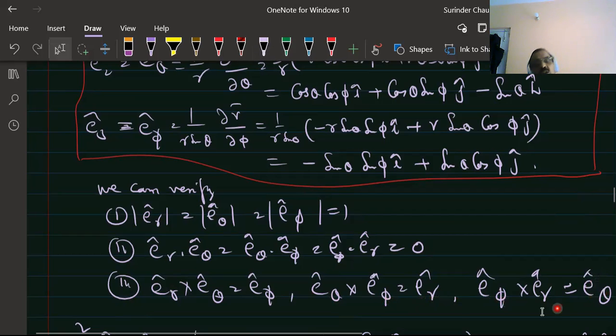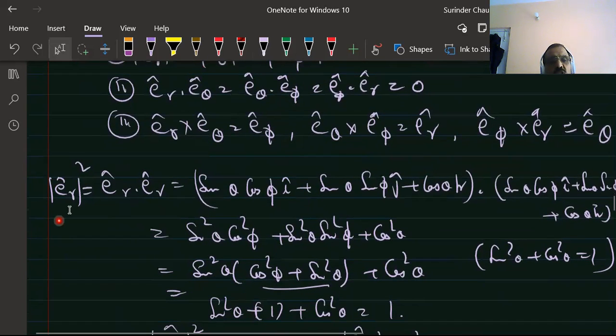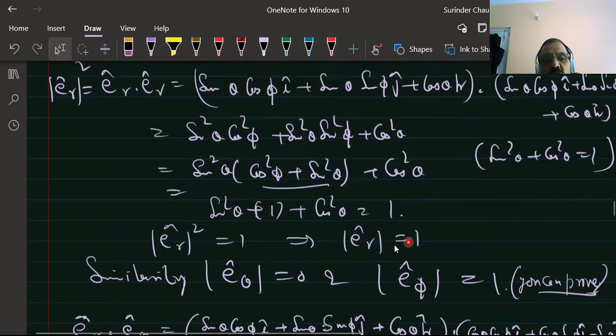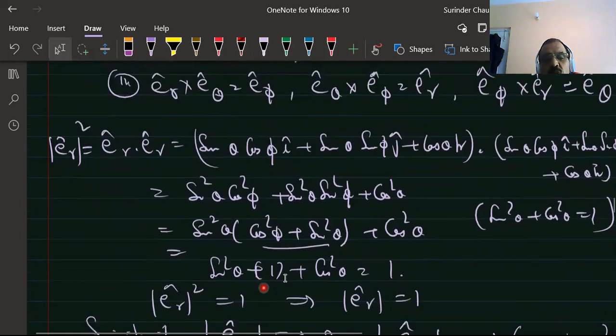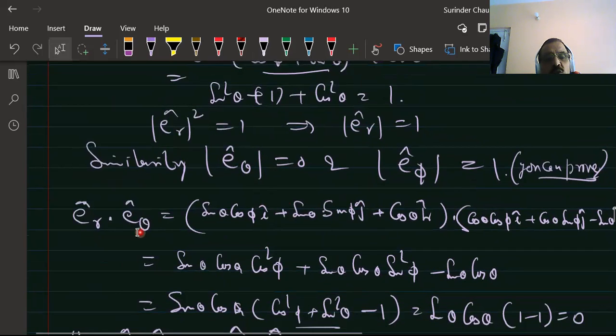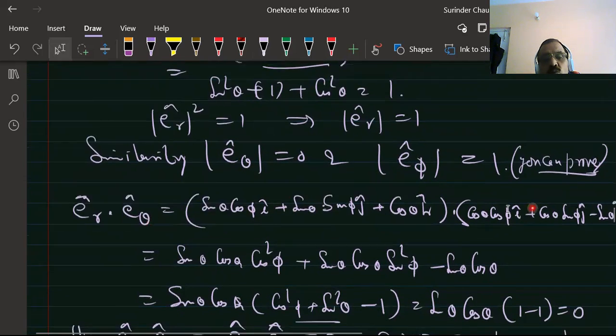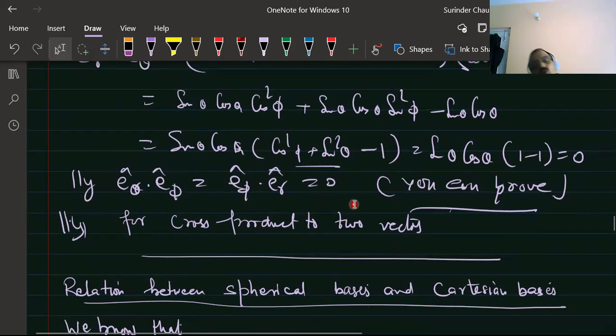And we show this: E_r squared is equal to 1, similarly E_theta squared and E_phi squared also come to 1. This shows that the spherical coordinate vectors are orthonormal.